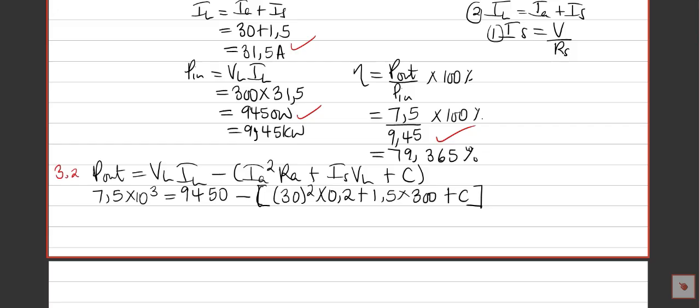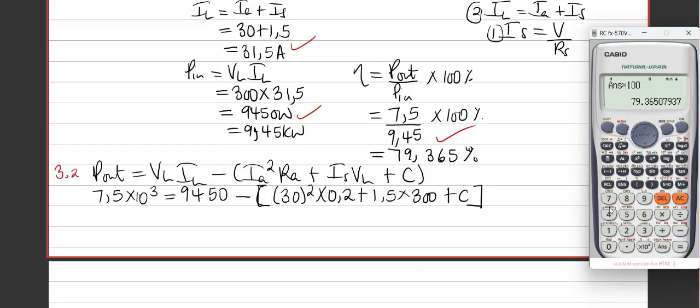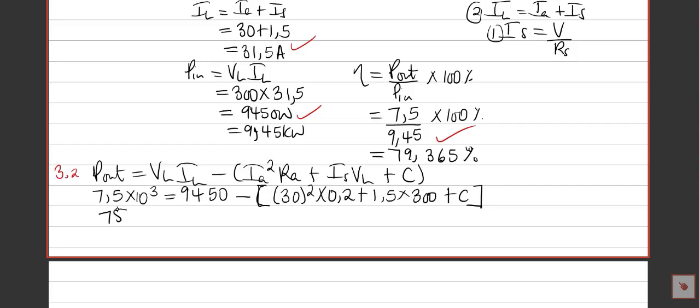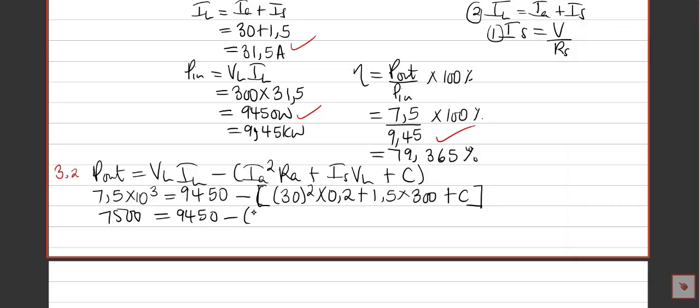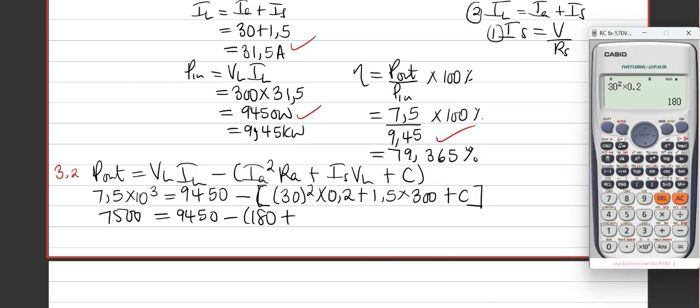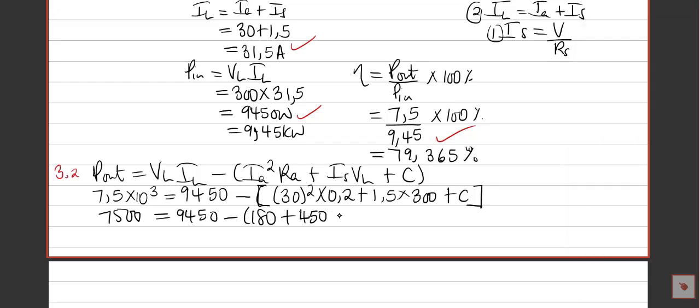We can simplify some of this information. I have 7,500 equals 9450 minus, I multiply the losses in the bracket, 30 squared times 0,2, I have 180, plus 1,5 times 300, I have 450, plus C.